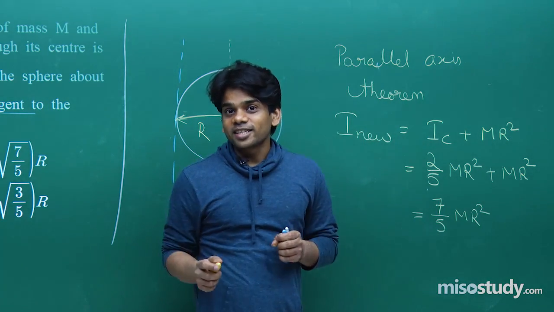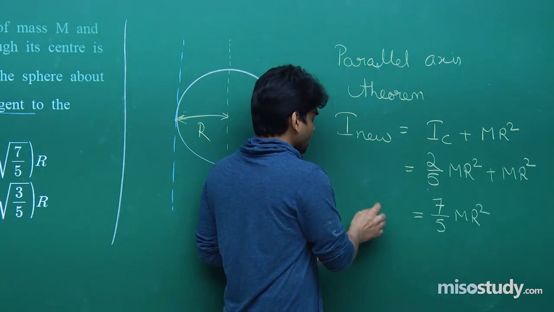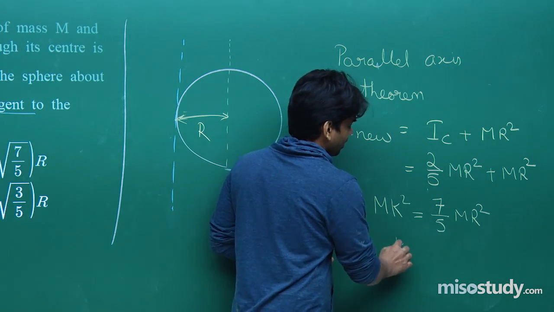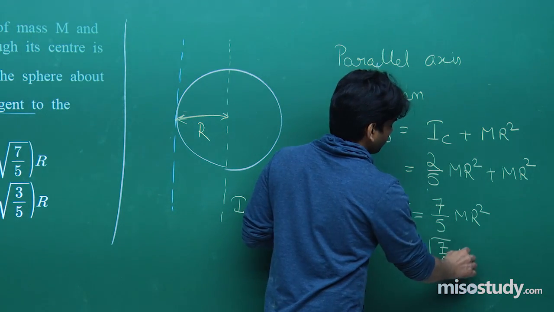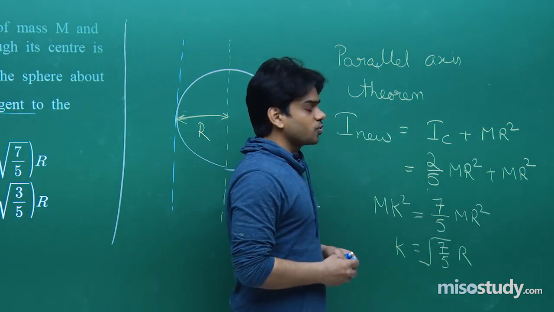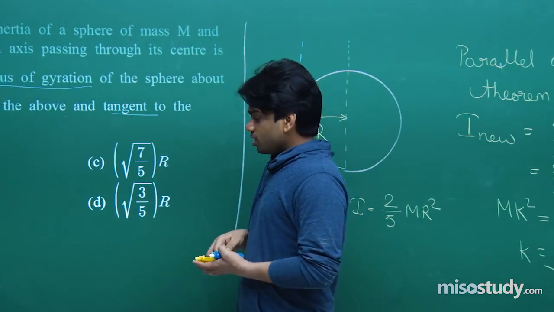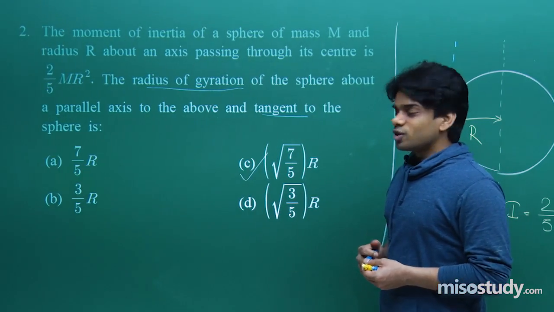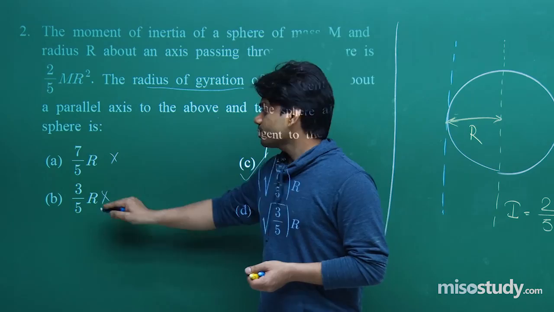For radius of gyration, you have to multiply the mass with the radius of gyration whole square. So if we write this as mk whole square, k will come out to be root 7 by 5 r. This is the value of k. Let's check. Root 7 by 5 r, option number C, matches with our given response. Rest all the options are incorrect.